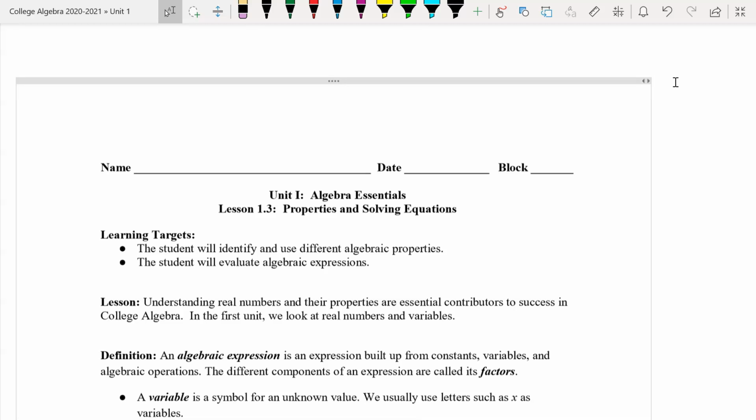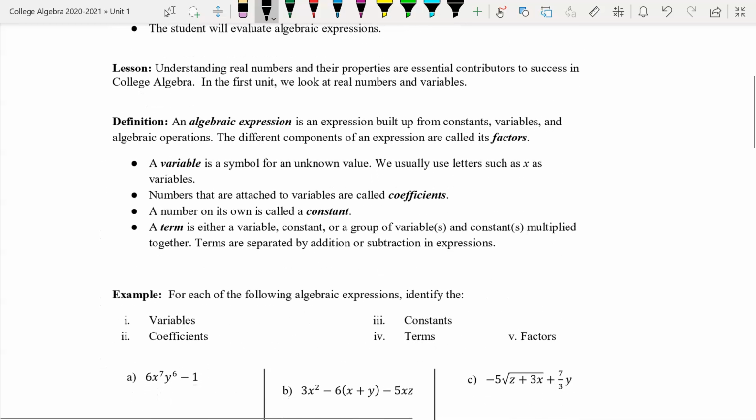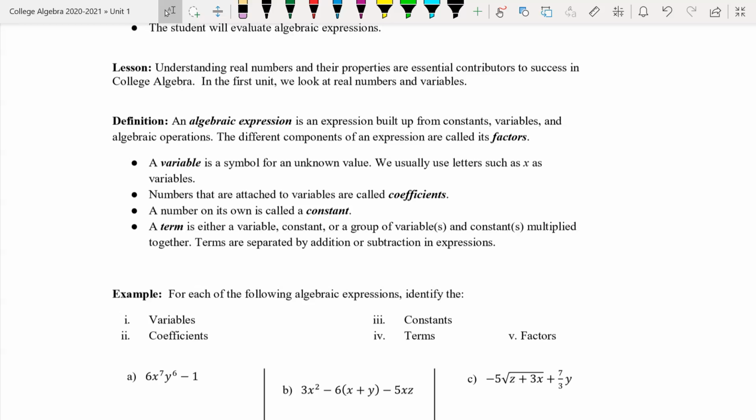So, today we're going to go back to order of operations, PEMDAS, and talk about solving equations and the general properties. These properties are pretty important because they will be on the Hawks. It's nice to know the general idea of them. Before we get into all that, though, let's talk about an algebraic expression.